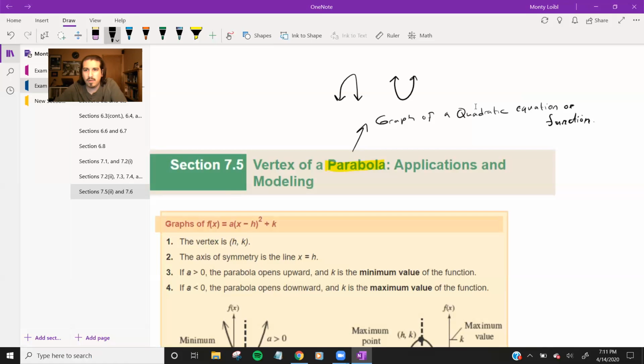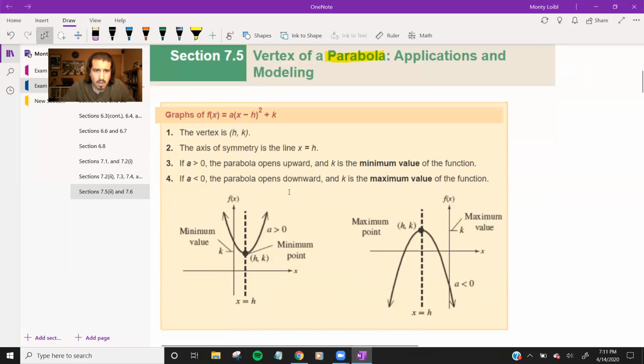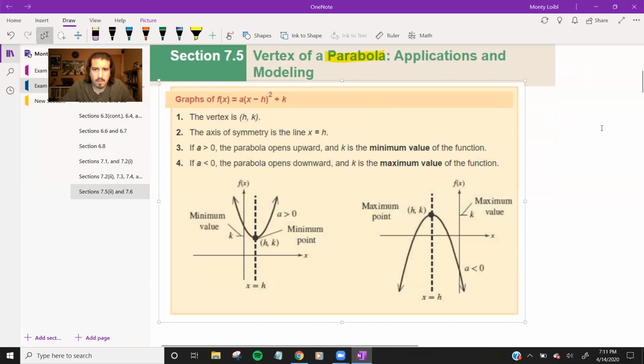7.5 that we didn't get to yesterday. Again, if you want some review on that, it's from last lecture. You can go and kind of see what all this is here. But we had this last time. This is just a review. The vertex is (h, k), so this is called the vertex form of a quadratic.